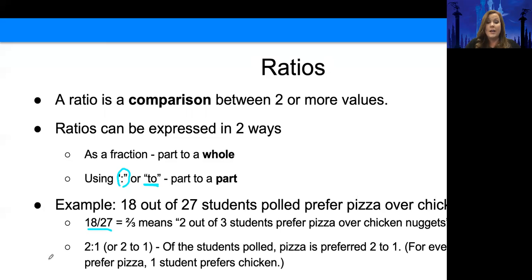So that means 2 out of every 3 students prefer pizza over chicken nuggets. We would write it as a 2-to-1 ratio. For every 2 students that prefer pizza, 1 prefers chicken nuggets. And notice this adds up to 3, which is right here. And that's something to remember when you have the ratio.